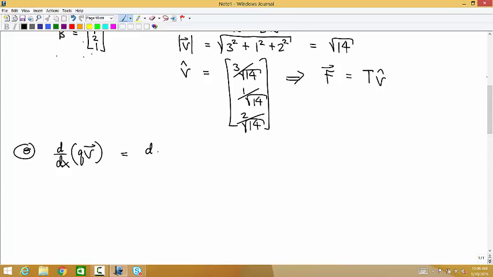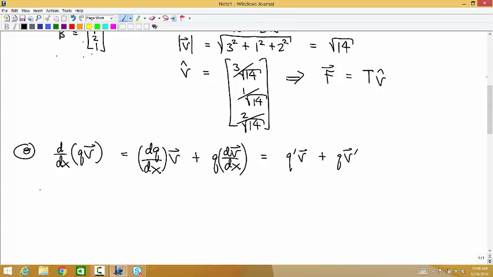So it's dq/dx times v plus q times dv/dx. Or since both of these are just functions of one variable, you could write that as q prime v plus q v prime. That's all I was looking for there.